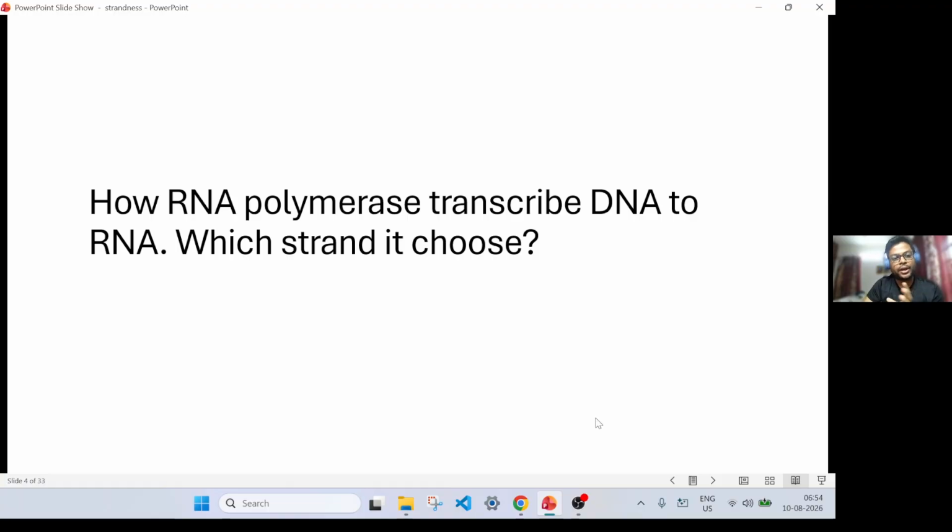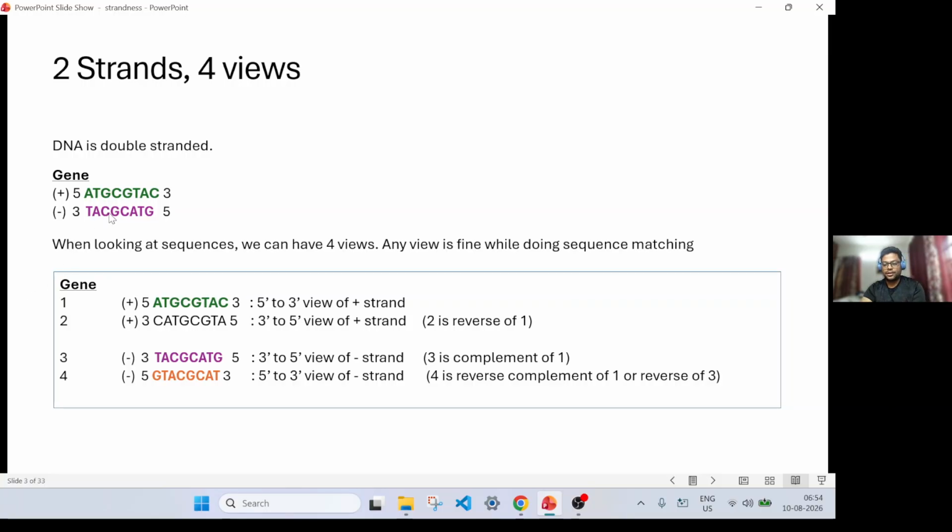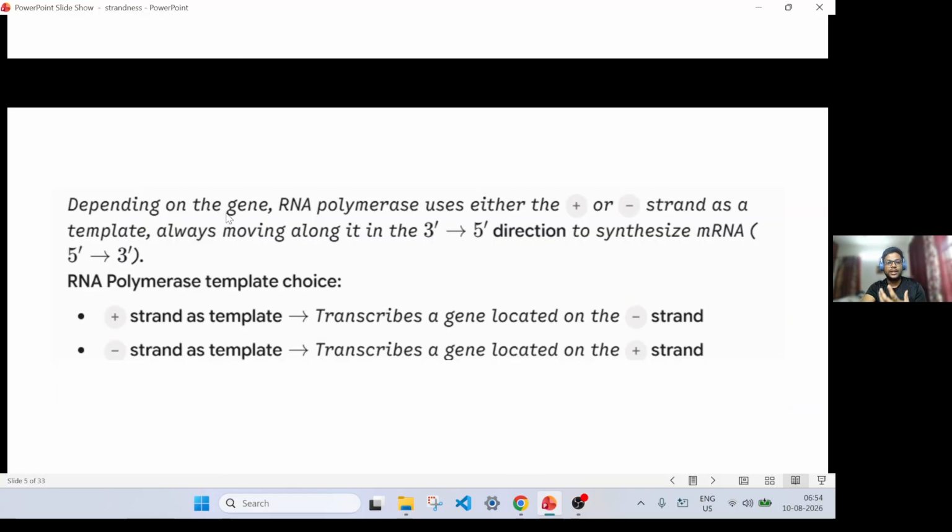Now the next important concept: transcription. Let's understand how RNA polymerase transcribes our DNA to RNA. RNA polymerase has to decide whether to choose the plus strand or the minus strand. Depending on the gene, whether the gene is in the positive strand or the negative strand, the RNA polymerase will use either the plus strand or the minus strand and consider that as a template. And this is a very, very important point: RNA polymerase always moves in the 3' to 5' direction and then synthesizes the mRNA.